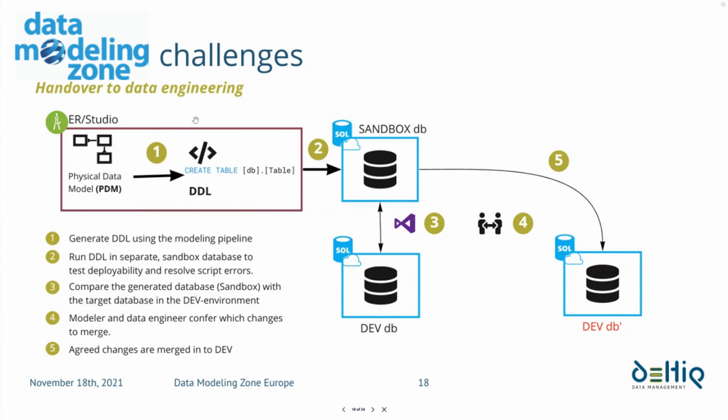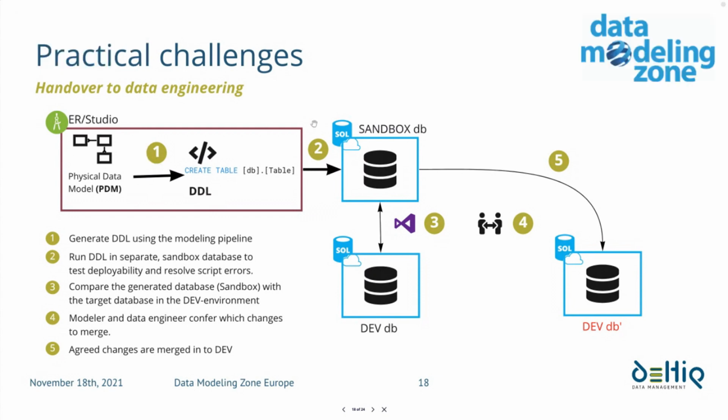Another practical challenge was, how do we do the handover to data engineering? Because if at first we just generated the DDL and said, well, success, that was something that didn't work very nicely, so we adapted that way of working a little bit. What we now do is that the data modeler runs the DDL, which is created in a separate, what we call sandbox database, just to test whether or not the DDL deploys completely, which was necessary because sometimes we ran into deployment errors, for example, indexes that contain data types that were too large. So this allows the data modeler to fix all those kinds of issues.